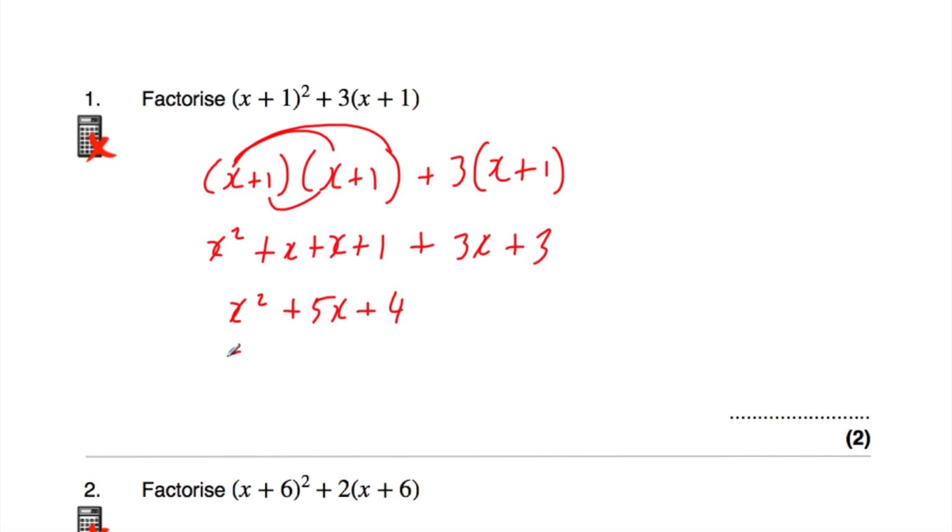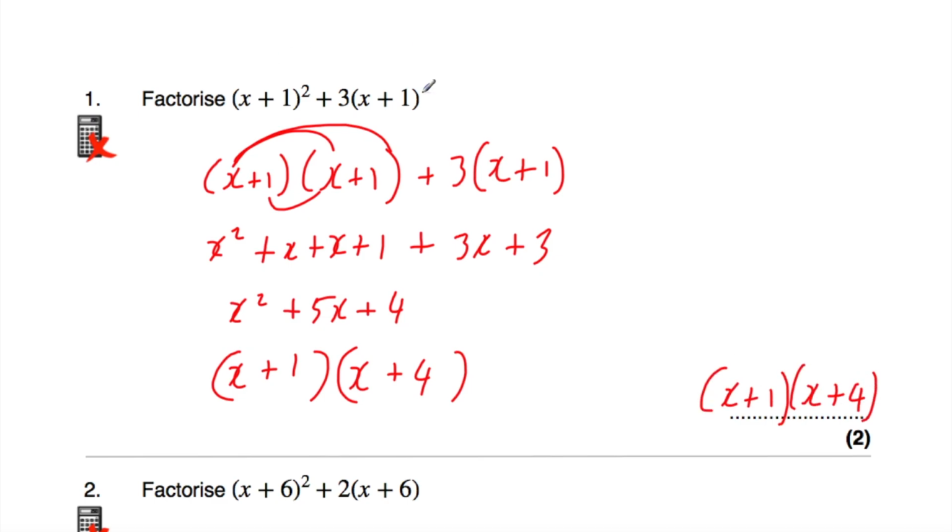And now we could factorise. We could put our brackets down, and if this is a quadratic, we can put x in the front of our brackets. We want to find two numbers that multiply together to make 4 and add together to make 5, so I'm going to go for plus 1 and plus 4. So if we were given this question, we could expand our brackets, simplify, and then factorise, and you get the answer (x + 1)(x + 4).